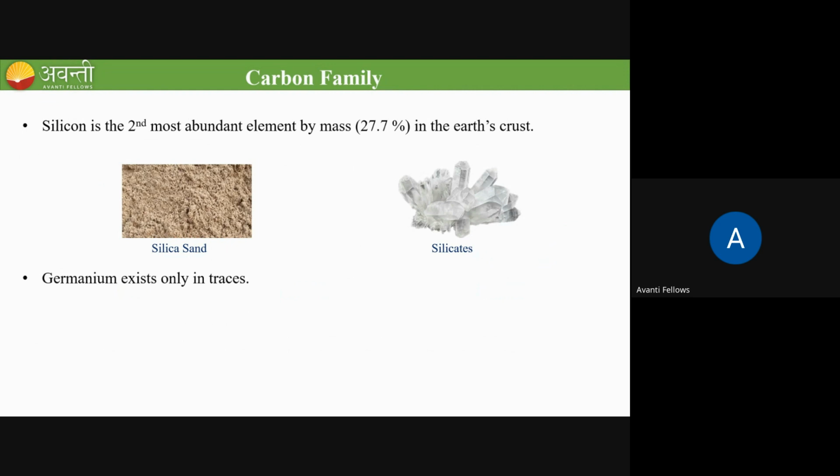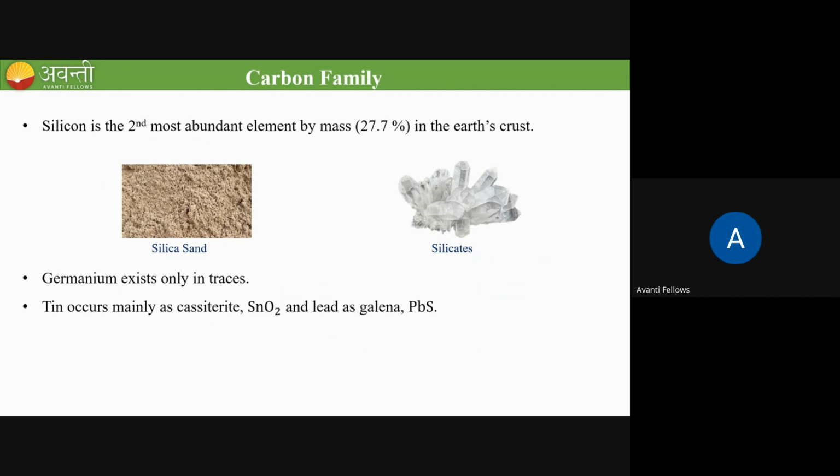Coming to the fourth element, who is the fourth element? Tin and lead, right? The symbol for tin is Sn and for lead is Pb. These two elements occur as cassiterite and galena. Cassiterite's formula is SnO2, so tin exists in the form of oxide, and lead exists in the form of sulfide, PbS. PbS is galena. So these two elements exist as oxides and sulfides.